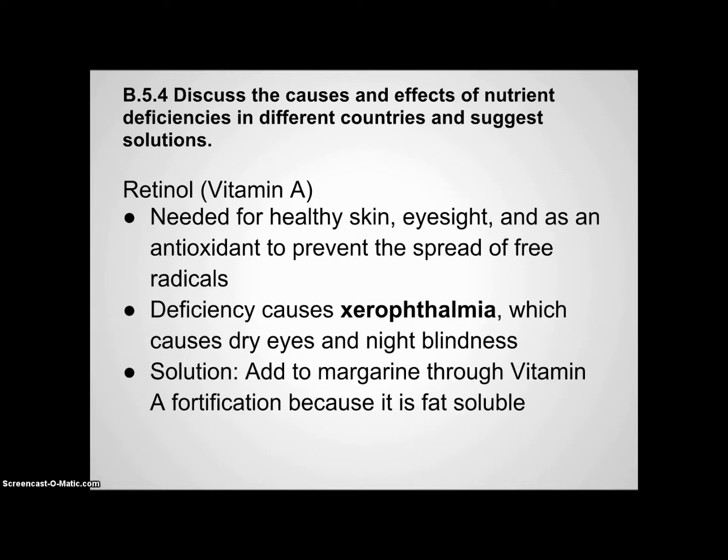So we're just going to go through a few examples of common deficiencies of nutrients, and the first one is retinol, vitamin A, and it's needed for healthy skin and eyesight, and it is also a common antioxidant. And the deficiency causes xerophthalmia, which causes dry eyes and night blindness because of its role in vision.